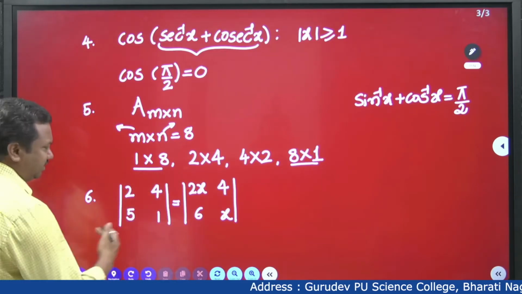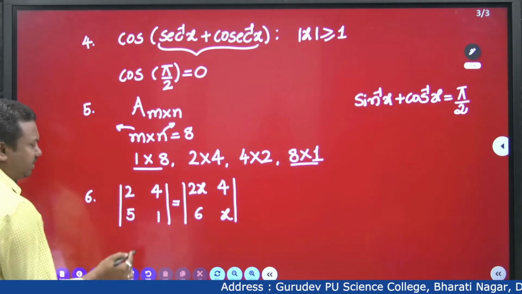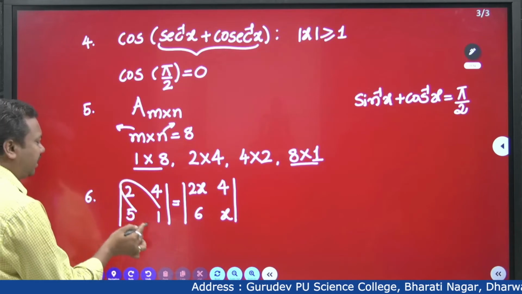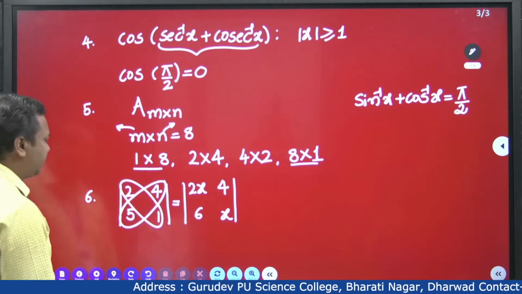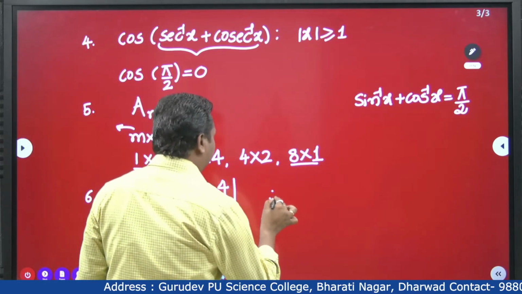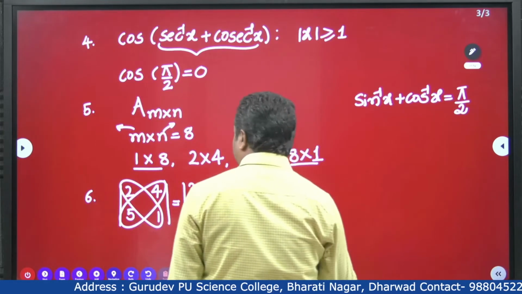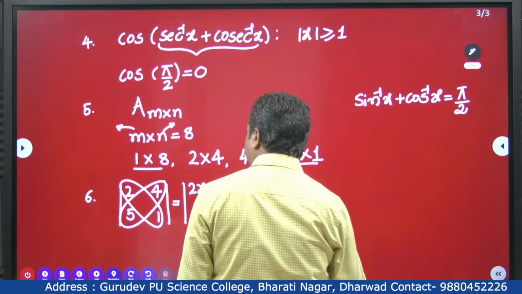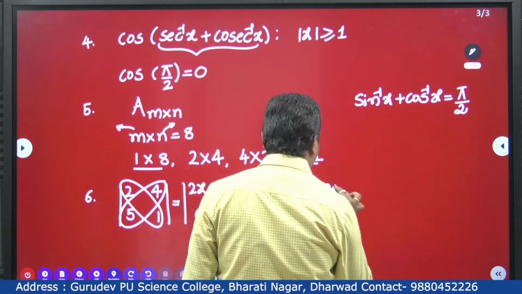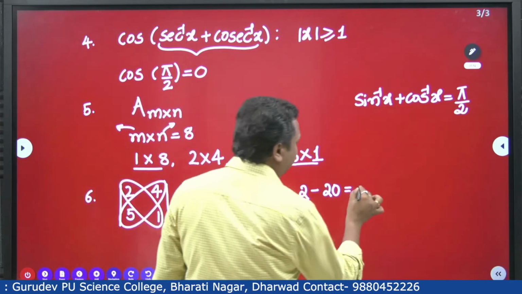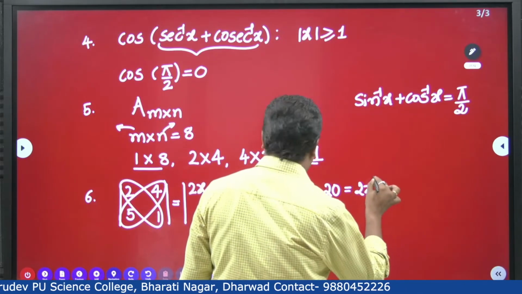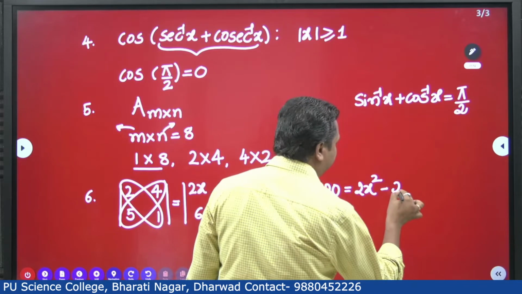Fine. As the question is on the determinant, you just take care of solving or expanding the determinant, right? So, butterfly method. How do you consider the LHS part? What is the LHS determinant value? 2 1s are 2 minus 4 5s are 20. Similarly, in the RHS, 2x into x is 2x square minus 6 into 4 is 24.